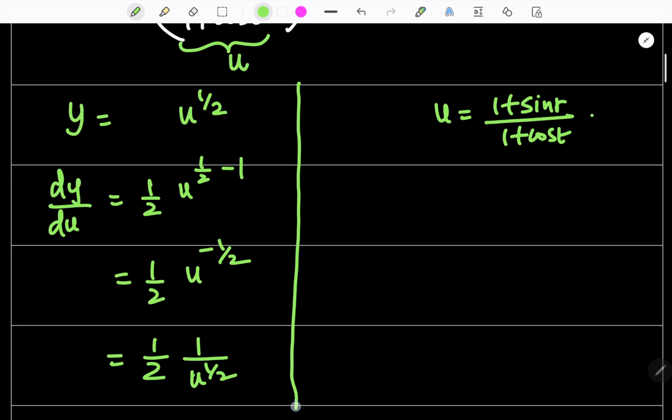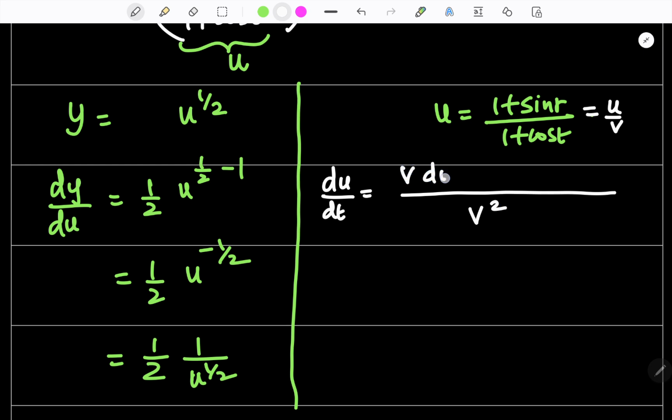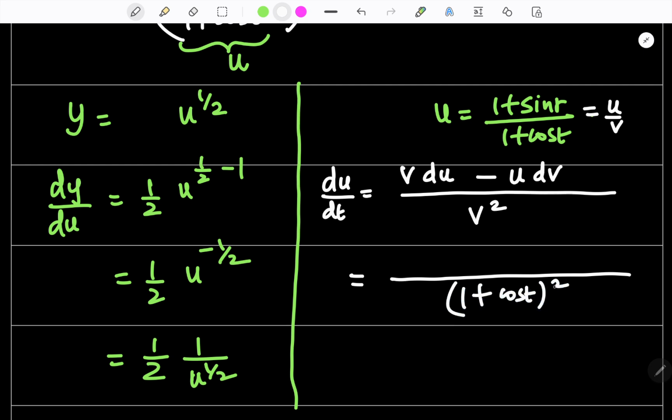The next one: u is equal to 1 plus sin t divided by 1 plus cos t. So du divided by dt. This looks like the model u by v. What is the rule for u by v? It is v squared in the denominator, and in the numerator v times derivative of u minus u times derivative of v. So this equals the denominator v squared, which is 1 plus cosine t the whole square, and in the numerator keep v, which is 1 plus cosine t, times derivative of u.